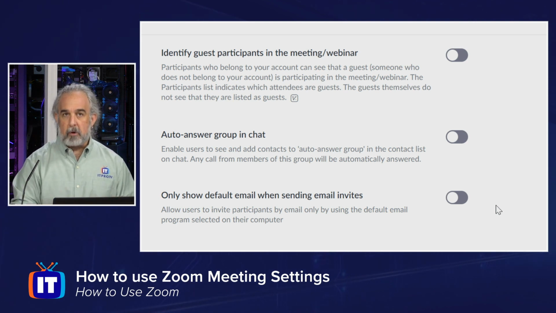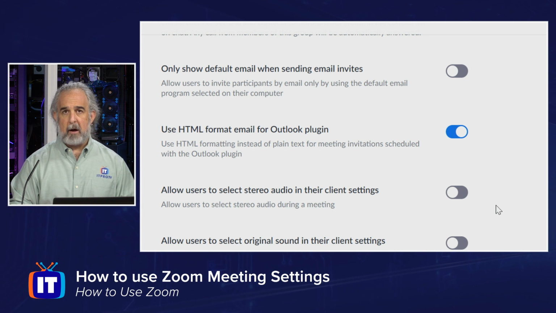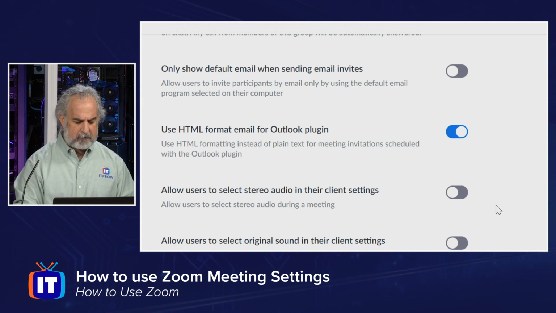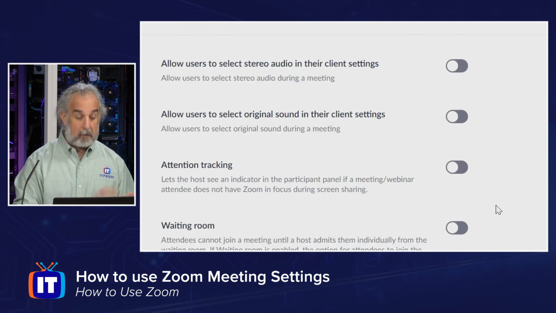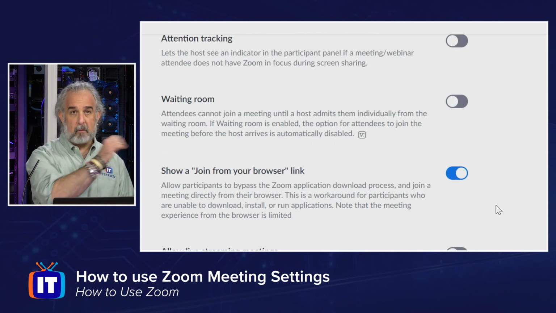Can auto-answer groups in the chat and only show default emails when sending email invites as opposed to perhaps using other kinds of emails, like formal email addresses for everybody as participants. And you can see as we go down, there is just almost an endless array of settings. But the waiting room in particular is one that I like.